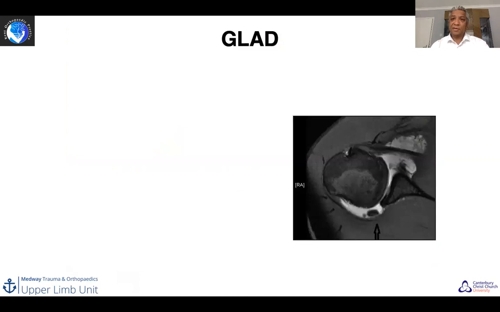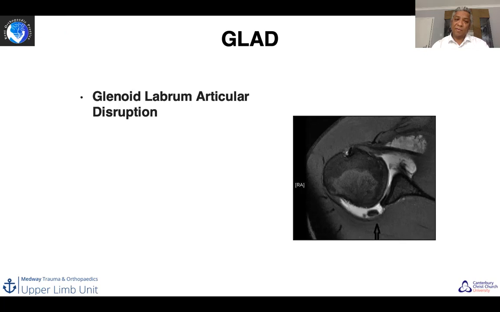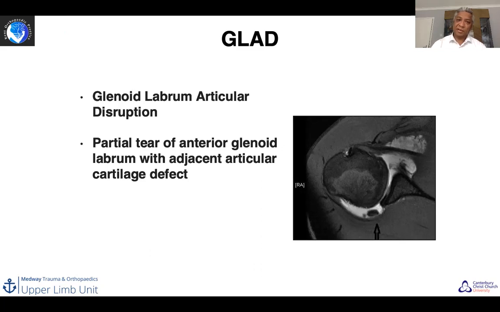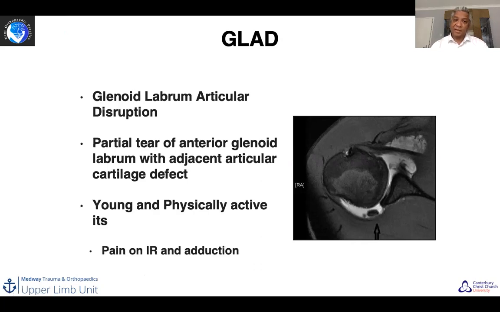we heard of this term GLAD, which stands for glenoid labrum articular disruption, which means that the joint surface is also involved and there is a partial tear of the glenoid labrum, but just an articular cartilage defect, something like that. And if it's of long standing, a patient can also have a loose body, commonly seen in young and physically active patients.